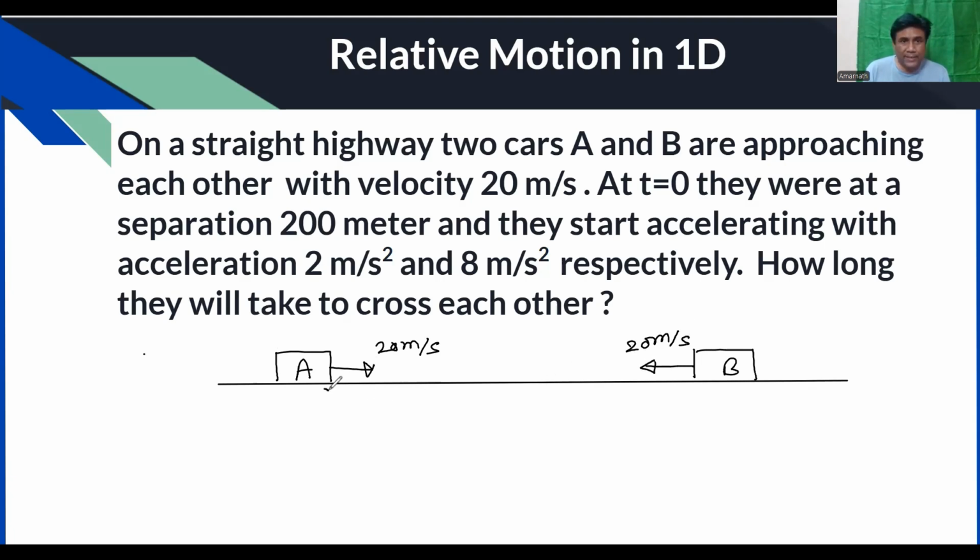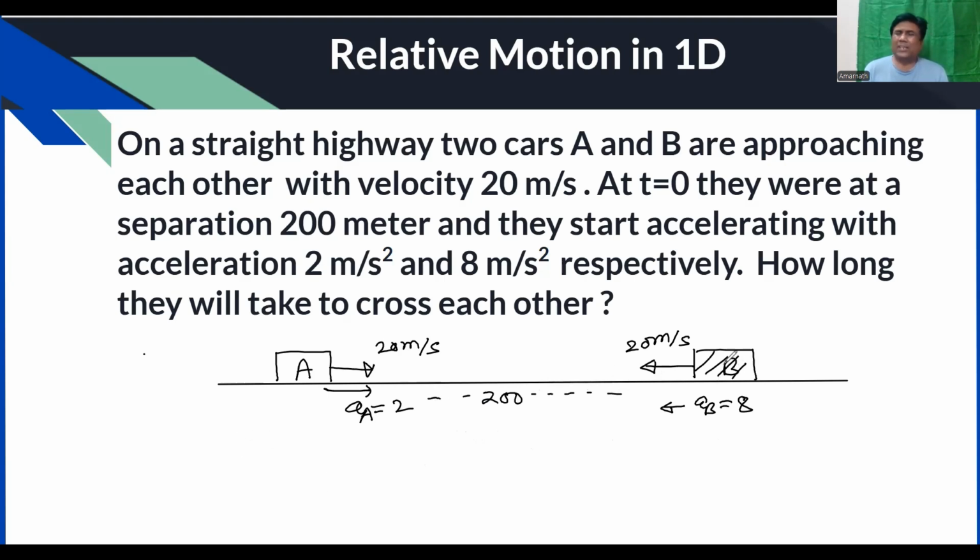And also given that they started accelerating, AA is 2 and AB is 8. So here also you sit on B only, no issue. And acceleration is constant, so relative acceleration is also constant, so we can directly use that formula, the equation of motion. So initial separation is 200.